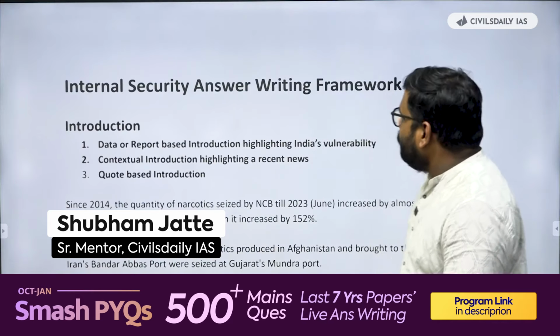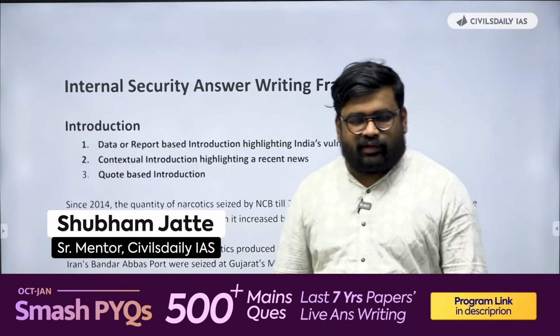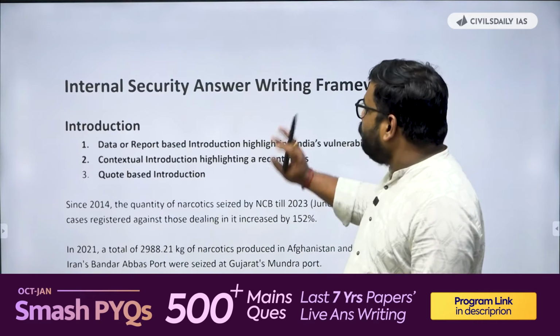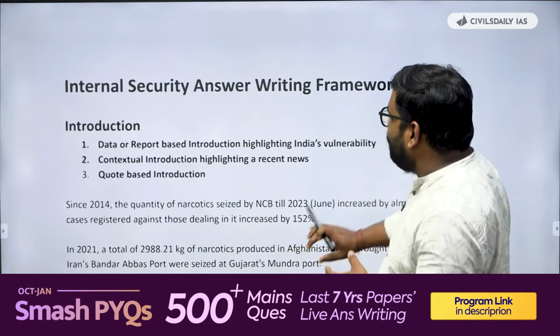Good evening, students. So today in our answer writing framework series, we will be discussing the answer writing framework for internal security. If you see, every year you will get around 4 questions from internal security. There will be 2 10-marker questions, question number 9 and 10, and 2 15-marker questions, question number 19 and 20. So in total you will be getting 50 marks from internal security. So the framework for internal security looks like this.